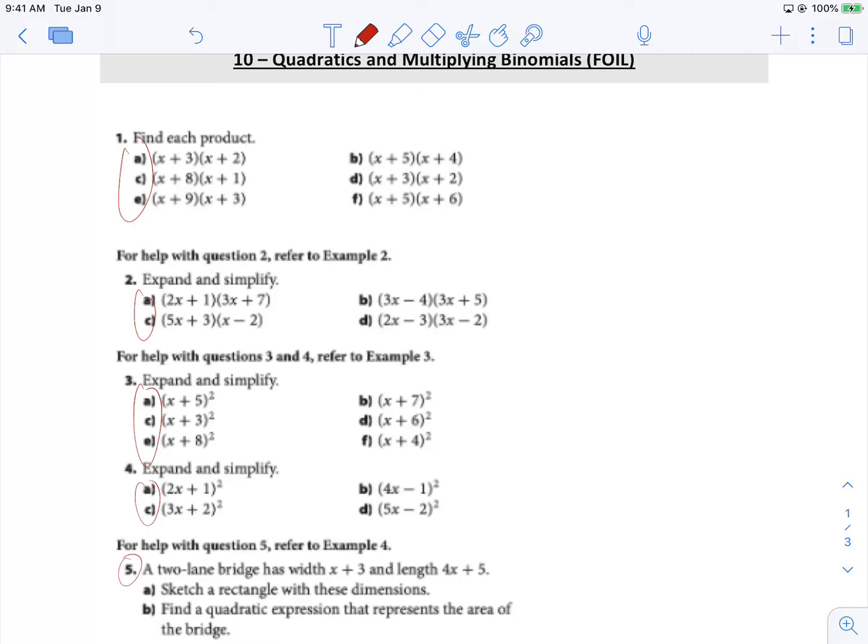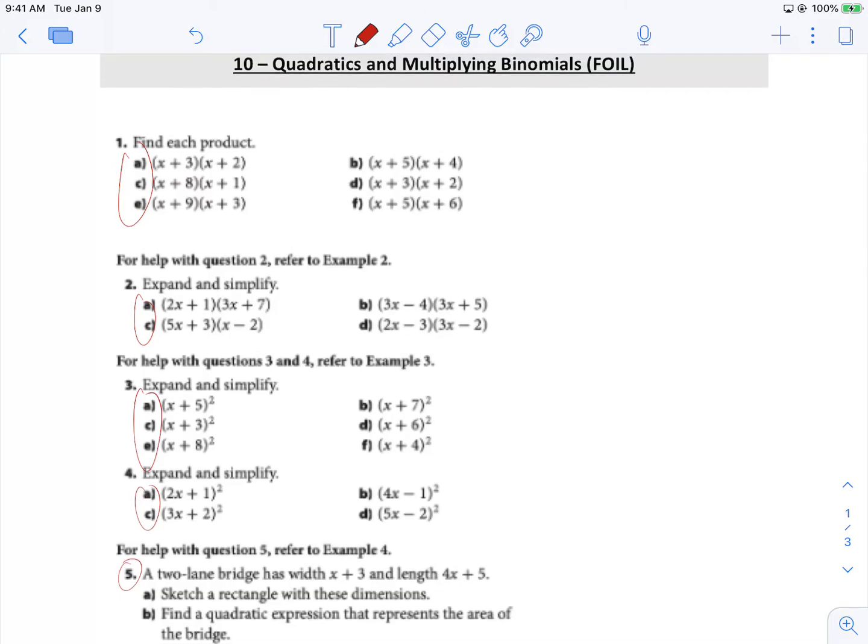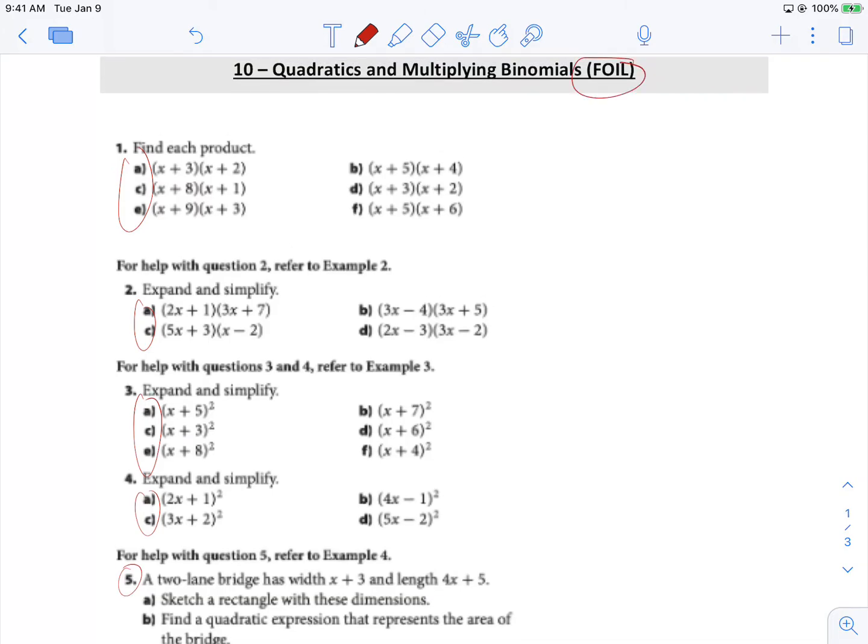Okay, we're taking a look at lesson 10 here and the solutions for it. The real big thing to remember with lesson 10 is FOIL, which stands for first, outside, inside, last. It allows us to multiply two binomials together, and that's what we're going to be doing today. So let's take a look at 1a.